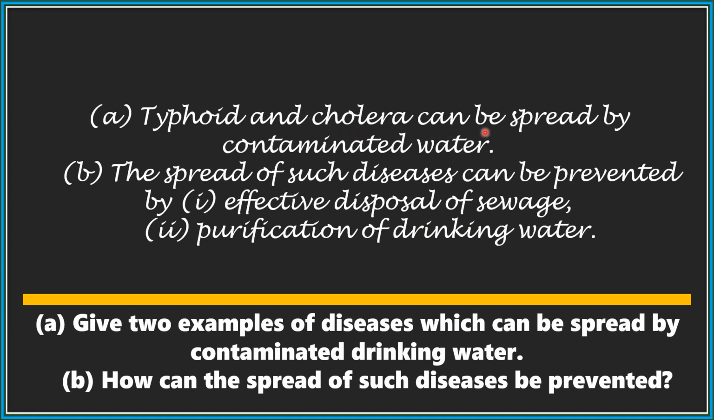Typhoid and cholera can be spread by contaminated water. The spread of such diseases can be prevented by effective disposal of sewage and purification of drinking water.